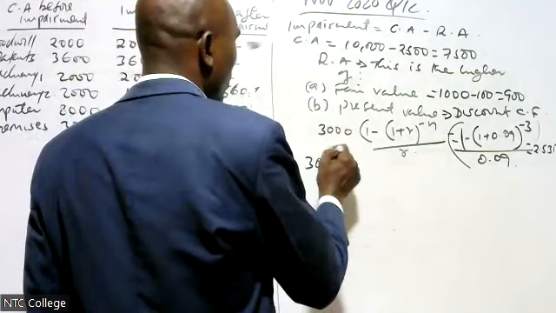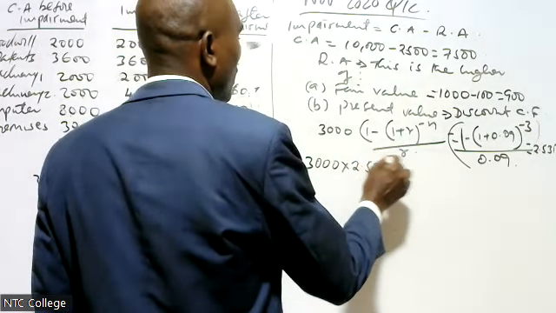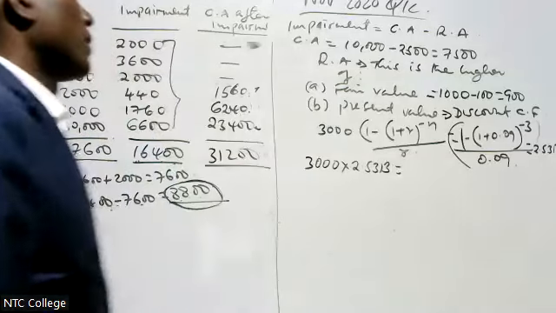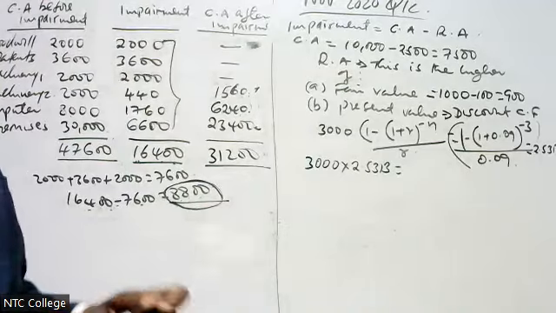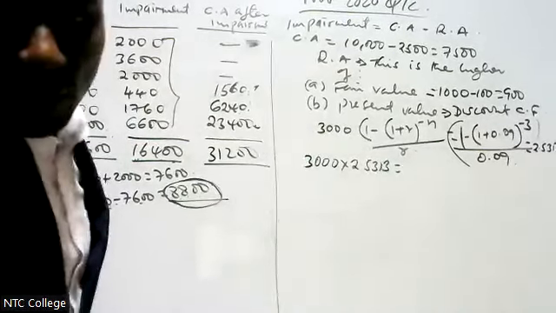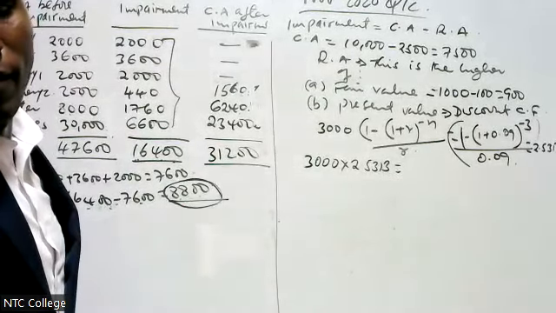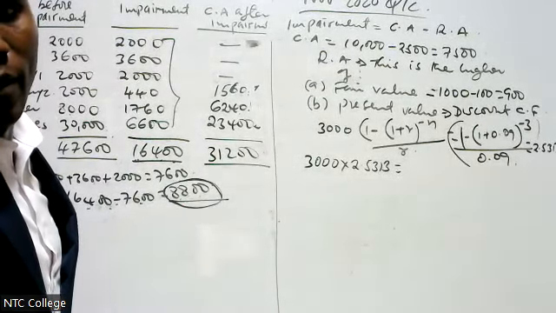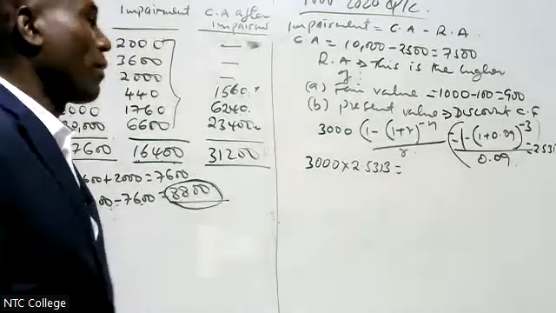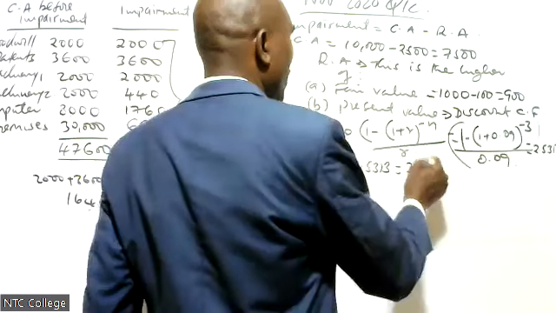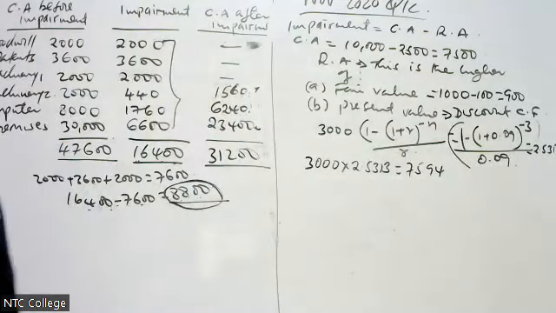Therefore, this will be 3,000 times 2.5313. How much do we get there? When you multiply, how much do you get? 7594. Thank you very much, Ruth. 7594. Therefore, that is the present value.